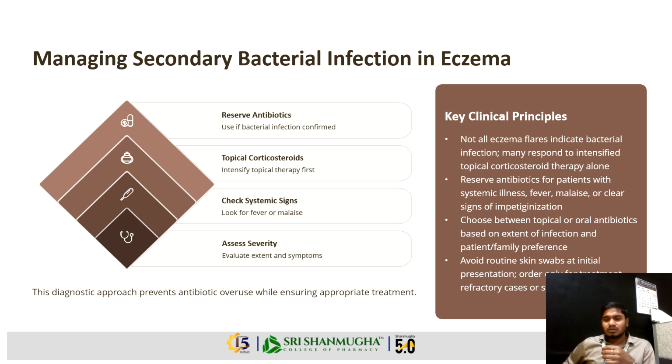Like prednisolone, these are corticosteroids: mineralocorticosteroids and glucocorticosteroids. Antibiotics are for the patient with a systemic illness, fever, malaise, and clear signs of impetigo. Choose between topical and oral antibiotics based on the extent of infection and the patient and family preference. Avoid routine skin swabs. Scabs are the main sign of bacterial infection in eczema.